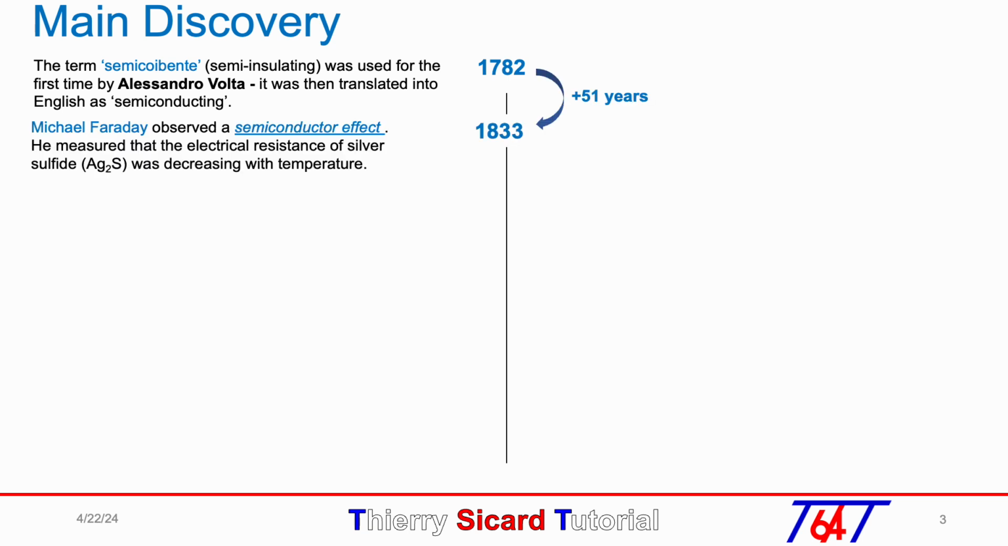51 years later, in 1833, another well-known guy, Michael Faraday, noted that the electrical resistance of the silver sulphide was decreasing with the temperature. Usually, the metal resistance increases with the temperature due to the increasing atom vibration. But as the semiconductor is initially an insulator, increasing the temperature creates free electrons to conduct the electricity, so the resistance decreases. So Michael noted a semiconductor effect.